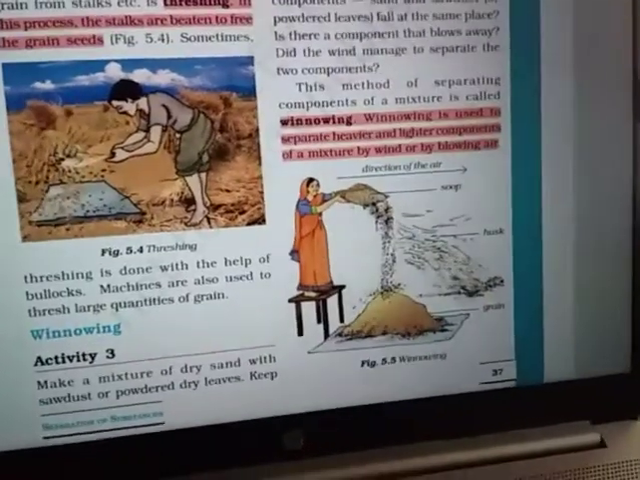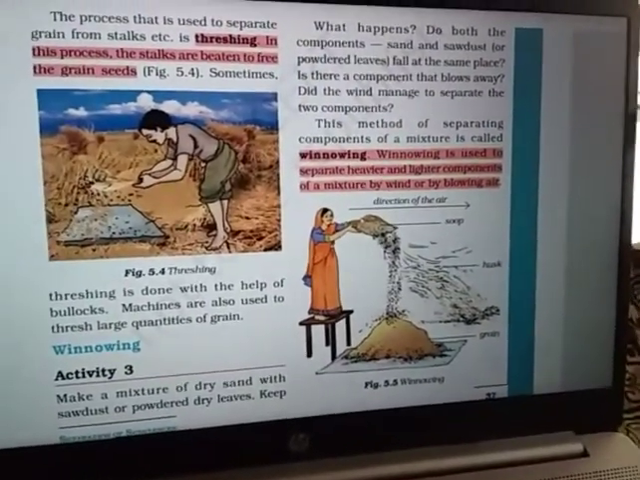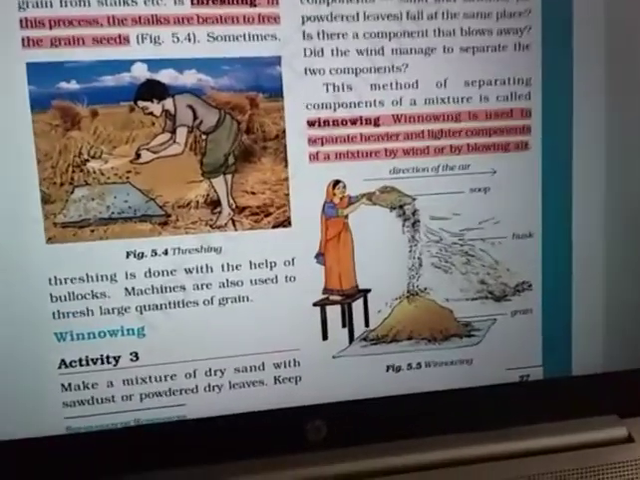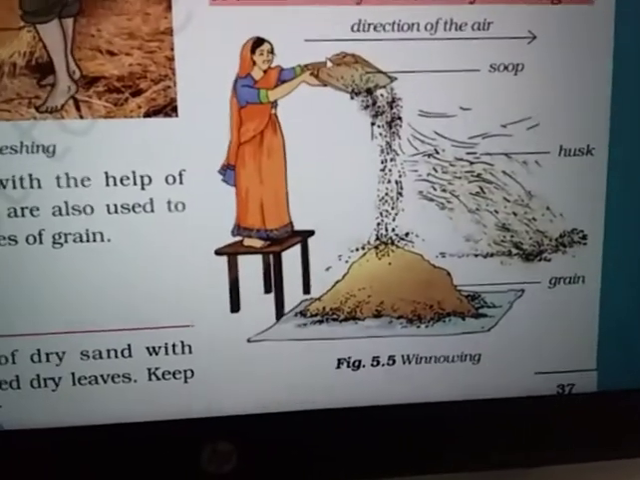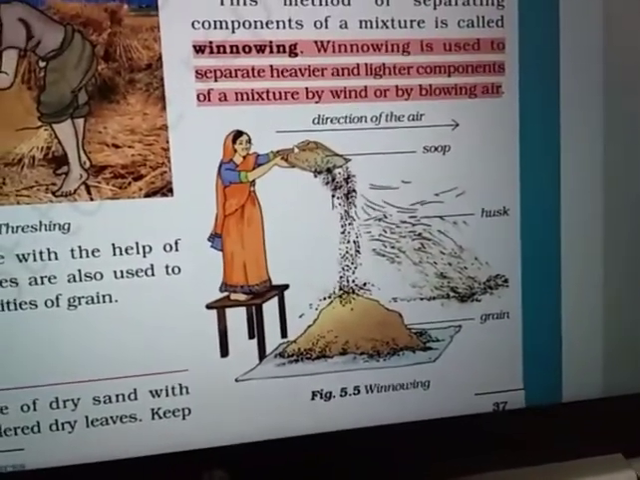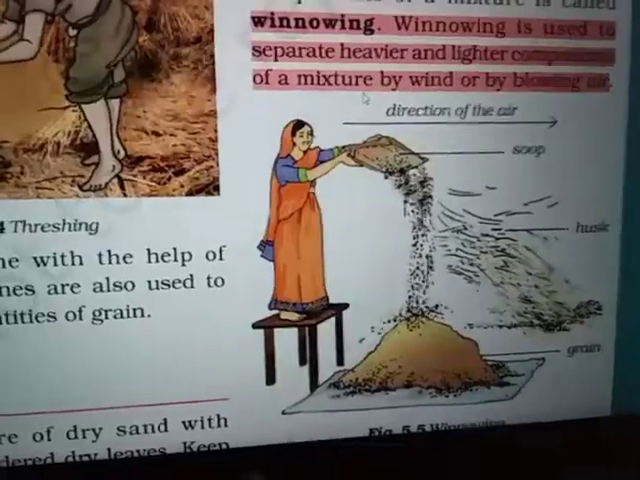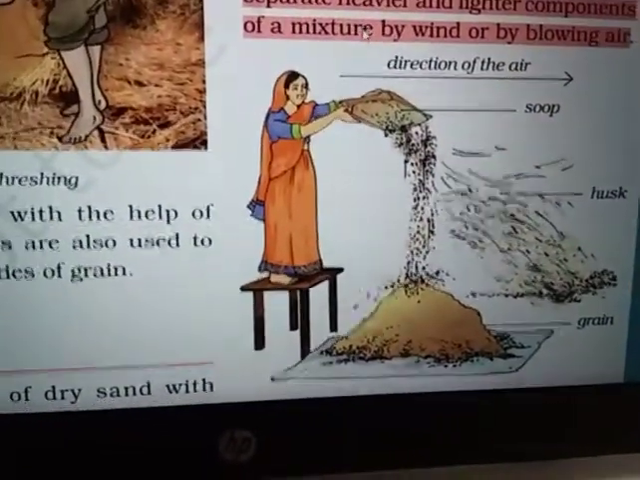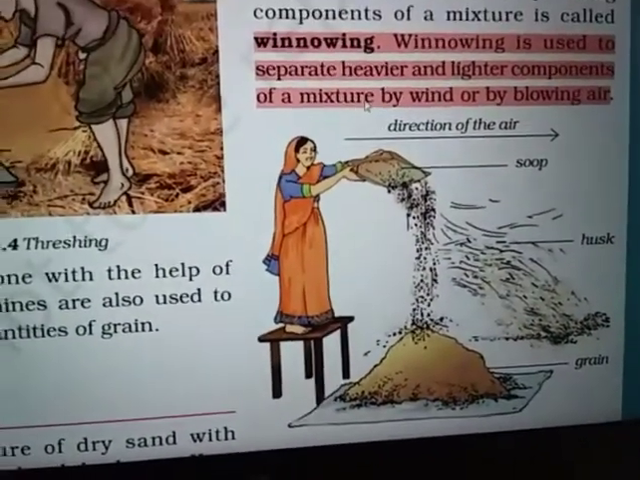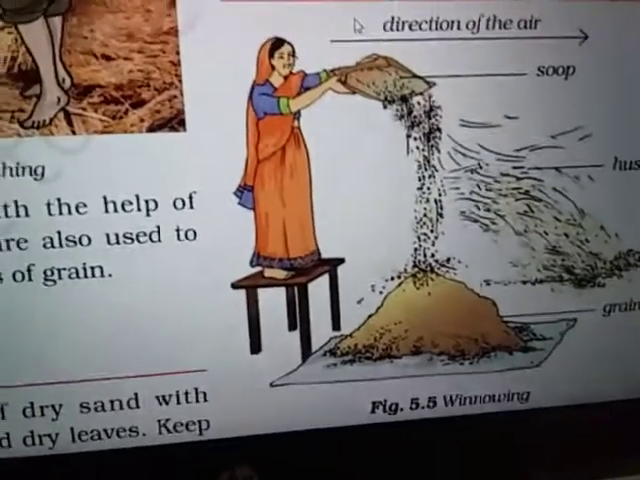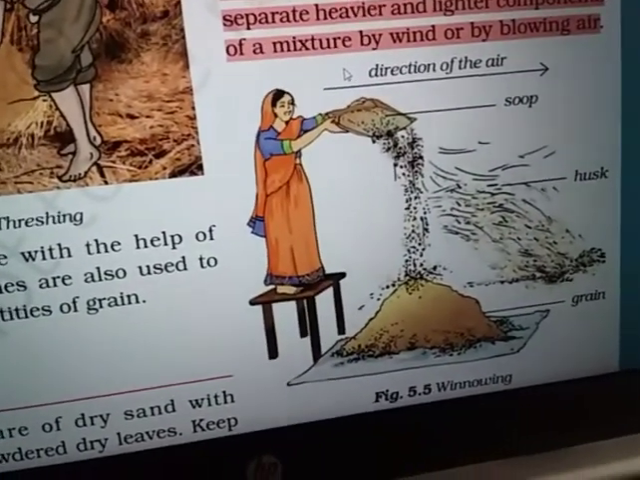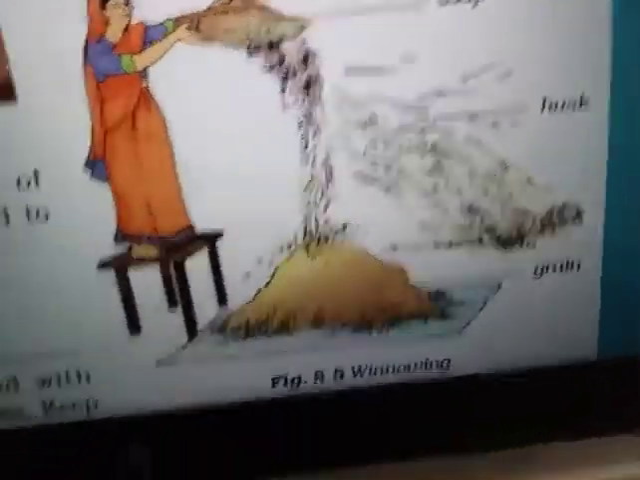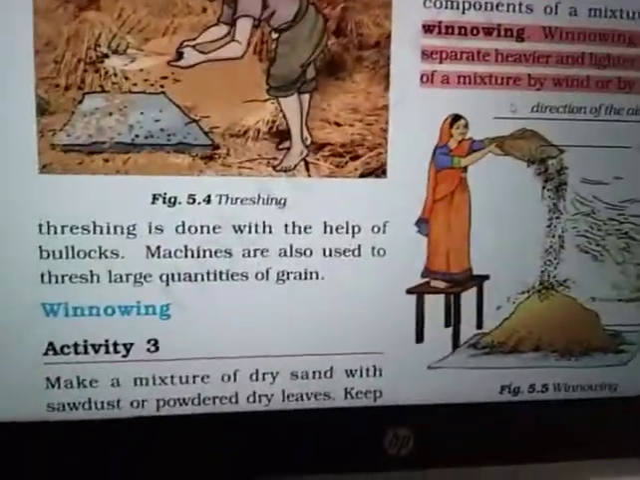And winnowing is used to separate heavier and larger particles from lighter ones, by using the blowing of air. In this method, you can see in this picture, one woman is standing at a height, holding a plate with some grains and some dust. She tilts the plate a little so that the grains fall down and the lighter particles go away with the air. You can see the dust is going away and the grains are collecting here. And this is called winnowing.